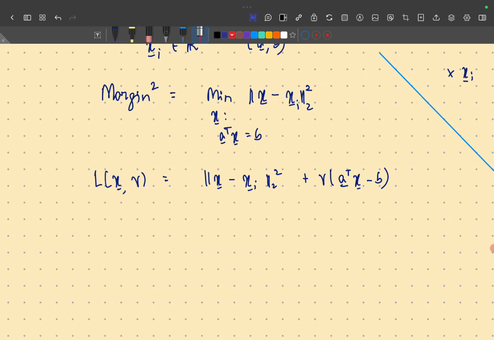Okay, it's a quadratic problem. It's a quadratic minimization problem with a linear constraint, so it's a convex optimization problem. And does it satisfy Slater's condition? It trivially satisfies Slater's condition because there are no inequality constraints at all, right? So it's a convex optimization problem that satisfies Slater's condition, which means that I can just solve this using KKT conditions, right? So what do the KKT conditions tell me?